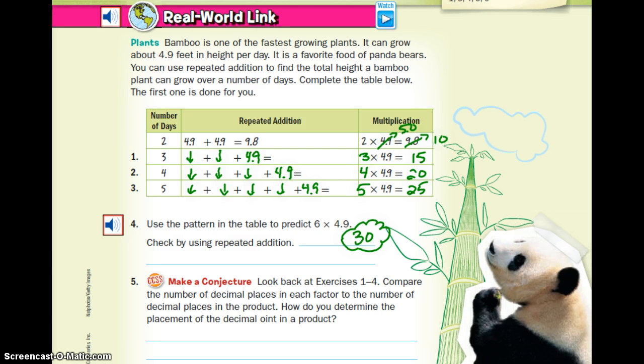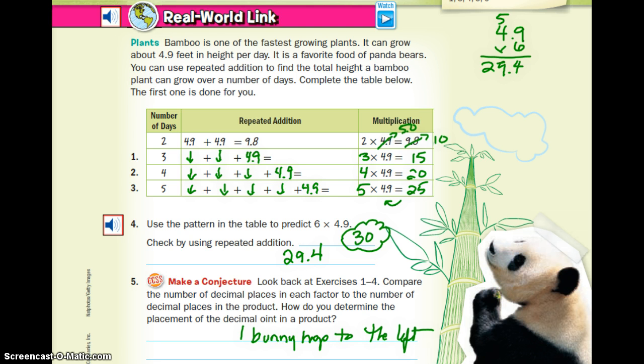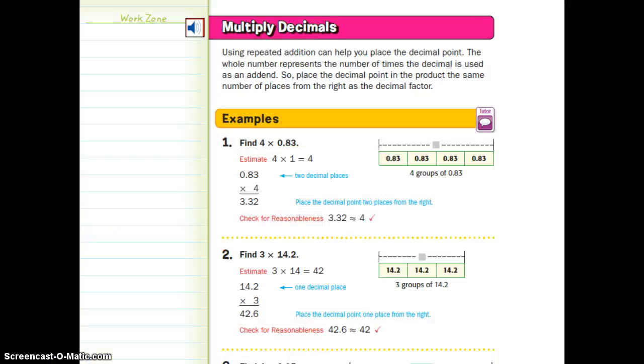So let's figure out exactly what that would be. 4.9 times 6, that's a 4, that's a 5, 2, 9. There you go. So the actual answer is 29.4. We're pretty close. So again, placement of the decimal in this case is based on 1 bunny hop to the left. Turn the page. So we know multiplication, we're doing repeat addition, and then we have to move the decimal.